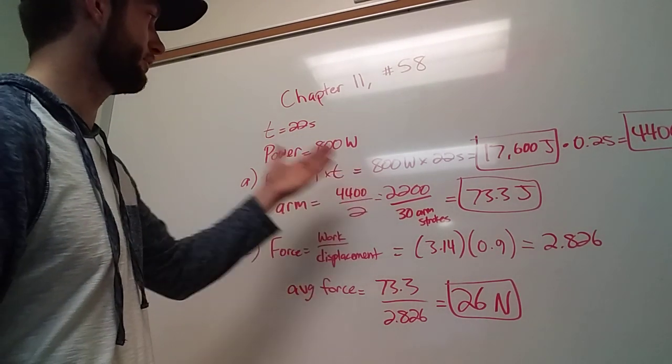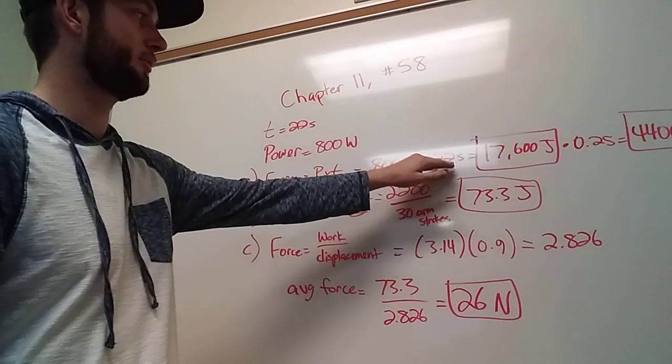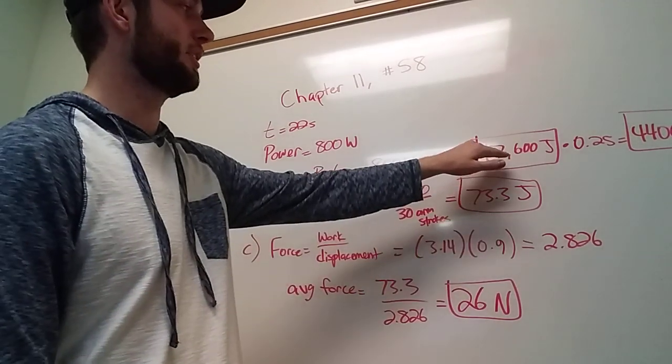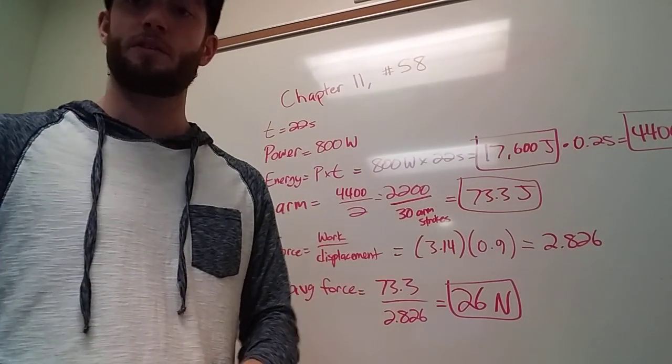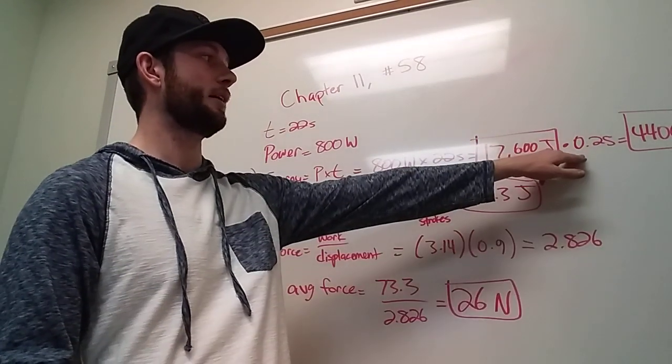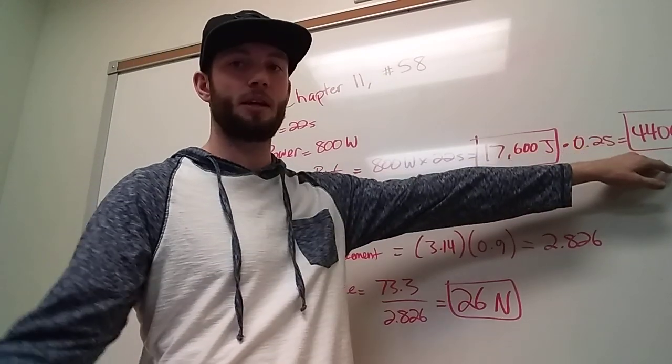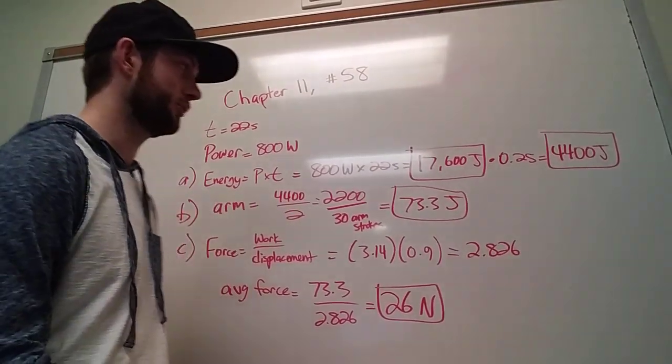So if we plug in our numbers for power and time, 800 watts times 22 seconds equals 17,600 joules. But we only have an efficiency of 25%. So now we need to multiply that by 0.25, and we're left with 4,400 joules.